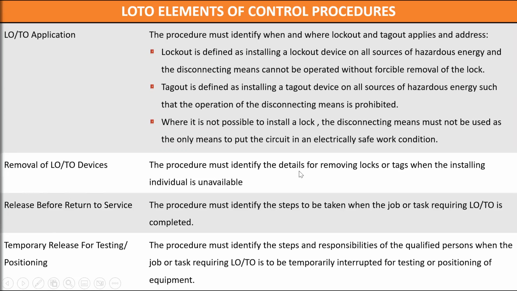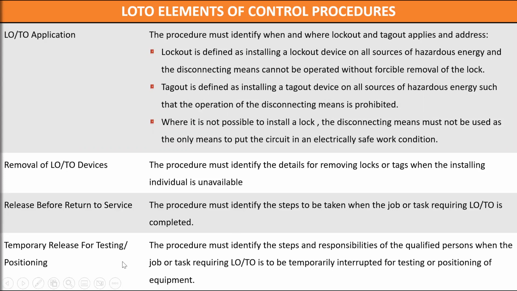Then removal of lockout and tagout devices. The procedure must identify the details for removing locks or tags when the installing individual is unavailable. For example, if person A performs the lockout and tagout, and now he's not available, the procedure must identify who will be responsible for removing those lockout and tagout in his absence. Then it talks about the release before return to service. The procedure must identify the steps to be taken when the job or task requiring lockout and tagout is completed. So once the work is completed, how are we going to release before return to service.